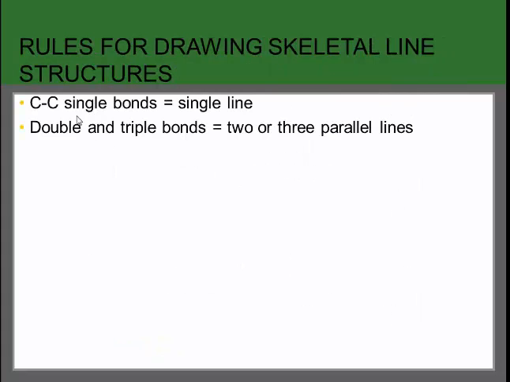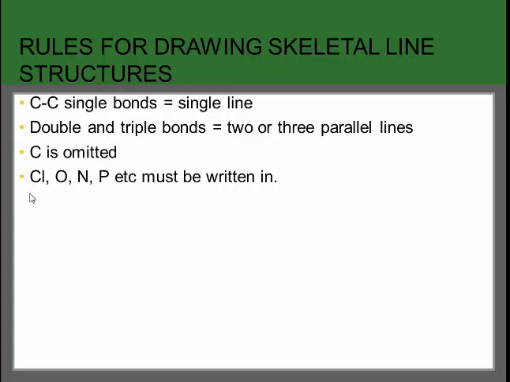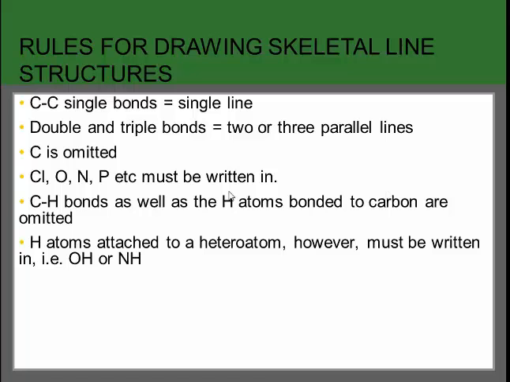So some rules. A C-C single bond, again as we saw, would be a single line. If we have a double or a triple bond, we'll draw 2 or 3 parallel lines to indicate double or triple. Carbons are omitted, and so are hydrogens, but any other atom, so any heteroatom, an atom that's not C or H, is drawn in. Chlorine, oxygen, nitrogen, phosphorus must be drawn in. So the C-H bonds are omitted as well as the hydrogen atoms.